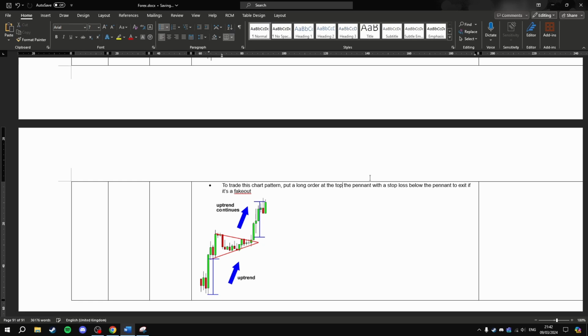The top. Wait, at the top of the pennant. Put a long order at the top of the pennant. So like here, put a long order here. And the stop loss below the pennant. So put stop loss here.